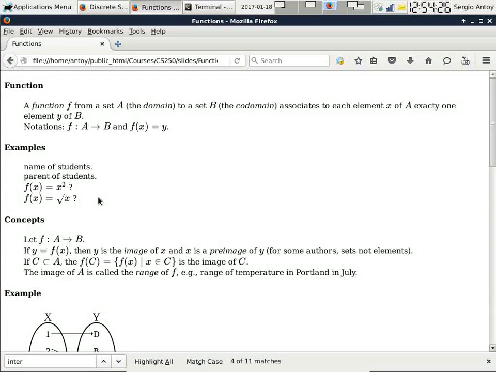So, if the domain is the set of students in this class, and the codomain is the set of chairs in this class, I can have a function that picks a student and associates it to the chair where he or she is sitting. This is a function. How do you call this function? My chair.